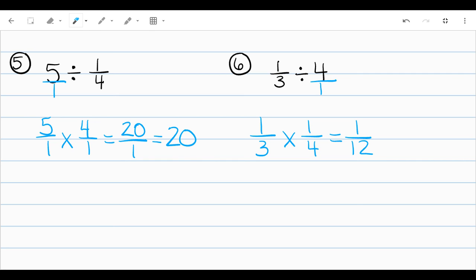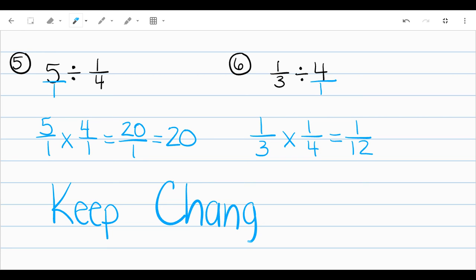Okay? So when we're dividing fractions, we have to keep the first fraction, change our division into multiplication, and then flip our second fraction so that we write the reciprocal. So our numerator and our denominator flip. Okay? So I hope that helps you guys. Remember, keep, change, flip whenever you're dividing fractions.